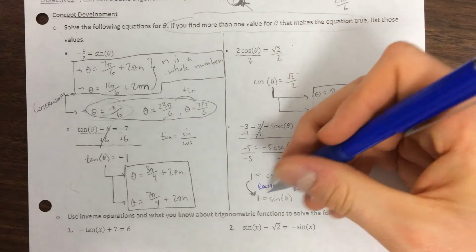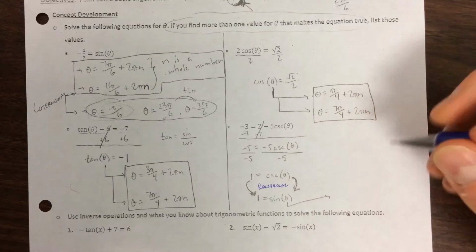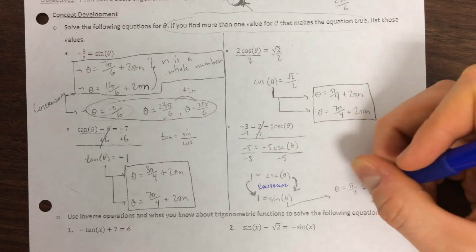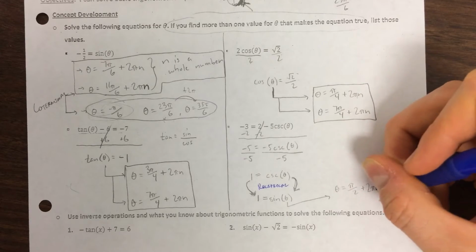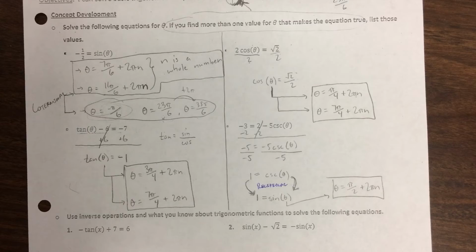Now we look. Where on the unit circle does sine equal 1? The only theta value where sine equals 1 is pi over 2. And then we add the 2 pi n to take care of all the coterminal angles.